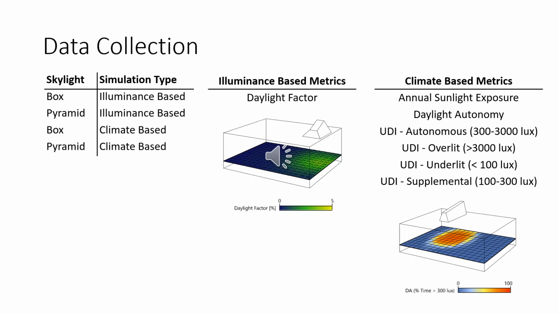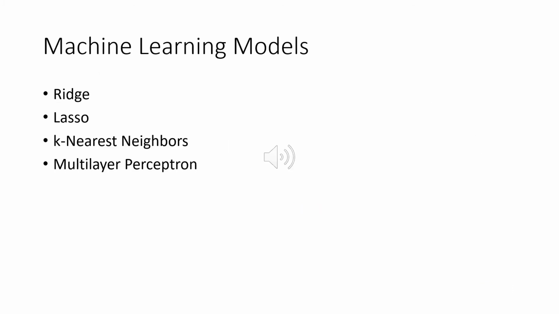For climate-based metrics, we used the same sensor configuration and recorded the 6 climate-based metrics listed in the table while simulated using Phoenix, Arizona climate files. The 4 machine learning models we used were Ridge and Lasso, which are both linear models, K-nearest neighbors, which is a clustering algorithm, and multi-layer perceptron, a type of artificial neural network.